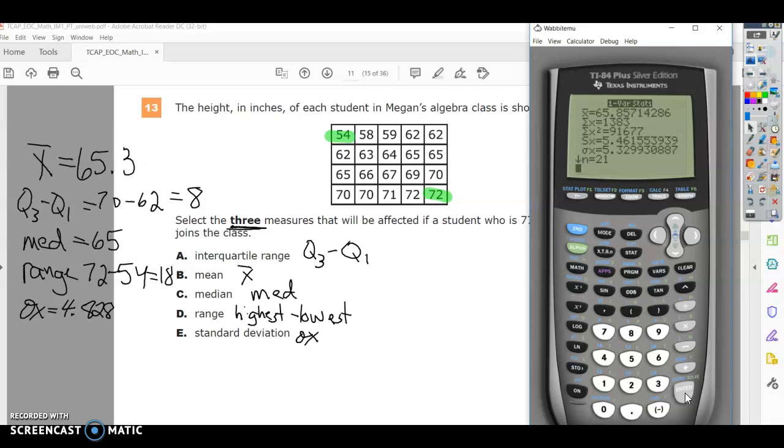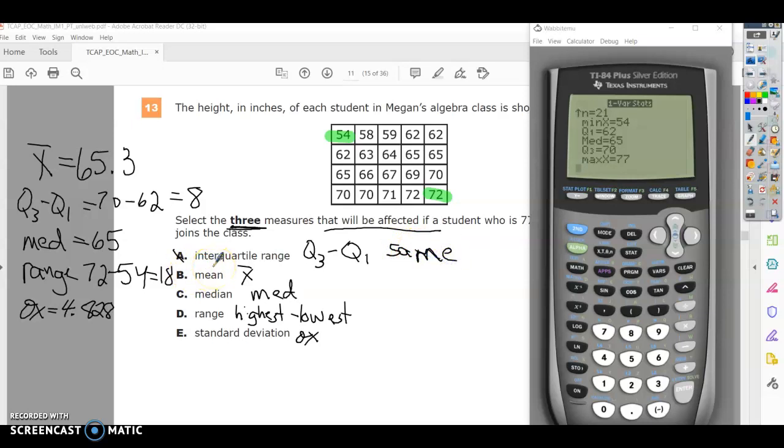Let's look at interquartile range. Our Q3 minus Q1 is going to be 70 minus 62. So that one's going to be the same. So it's not going to change. It says which one will be affected. This one stayed the same, so it's not going to be affected.